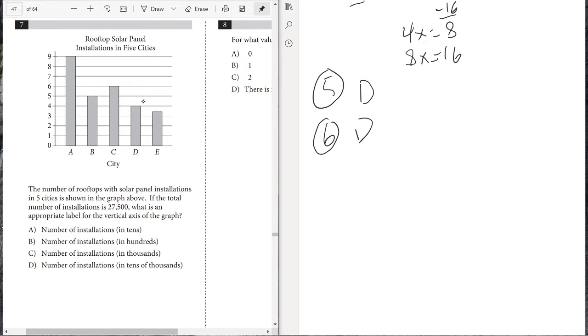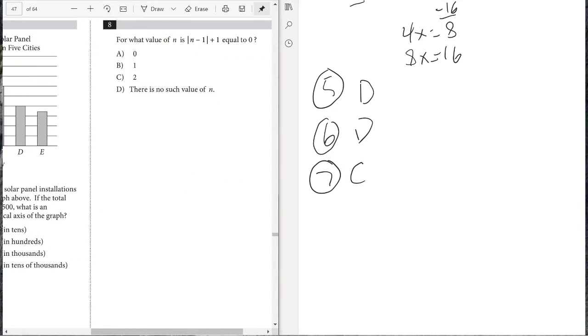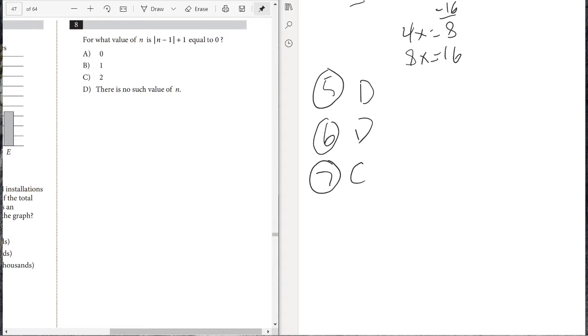That's 20, 24, 27 and a half. Yeah, so 27,500 would be in thousands. 9 thousand, thousand, thousand, thousand. Yeah, in thousands. So C. Number seven is C. Wow, it's really picking up out there. It's really coming down.